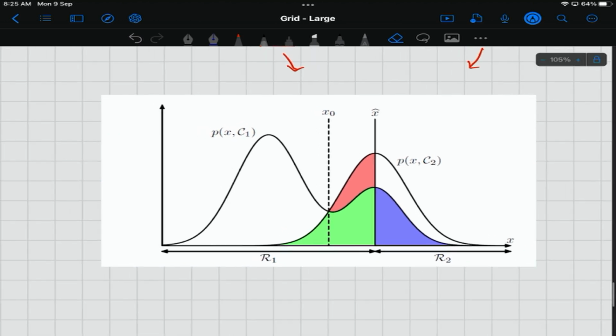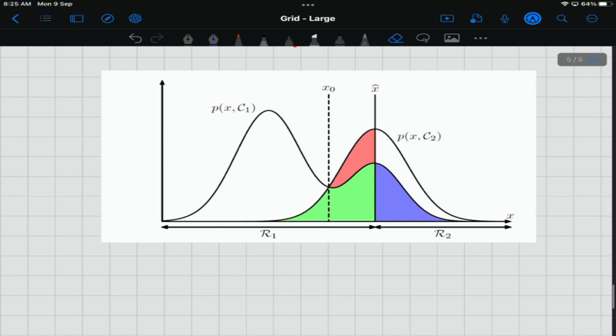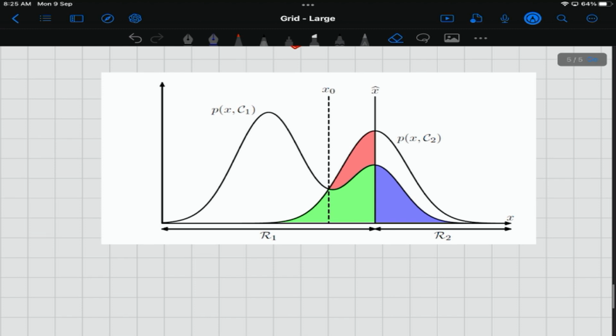Assume that you have two distributions like this, where P of x comma C1 is the distribution of the data points in class 1, and P of x comma C2 is the distribution of class 2. Now if you want to do the classification, assume that I am putting my threshold at x hat.